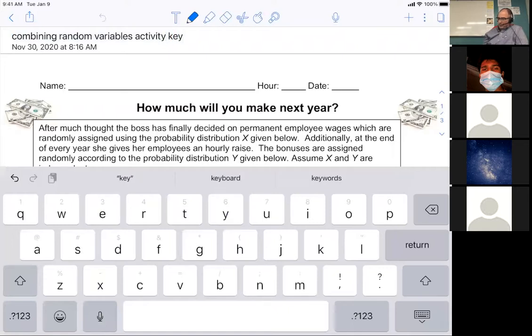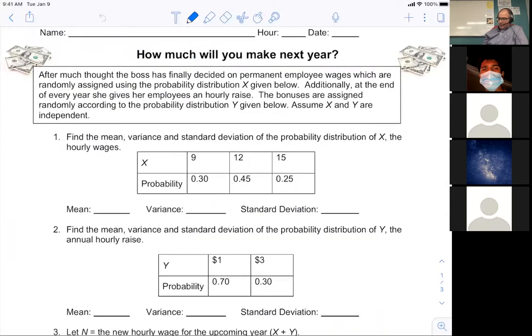Okay, now that I put you all to sleep by doing that, not that I hadn't put you all to sleep already. Here we go. So let's see if this works in the calculator. This is again the extension of another activity that I stole somewhere else. After much thought, the boss decided to give a permanent employee wages, which are randomly assigned, using the probability distribution X given below.